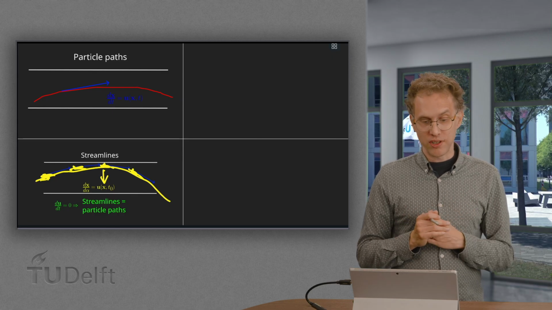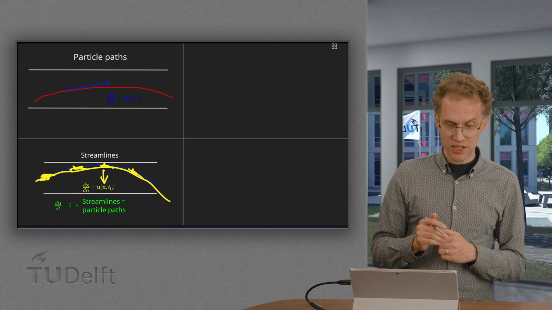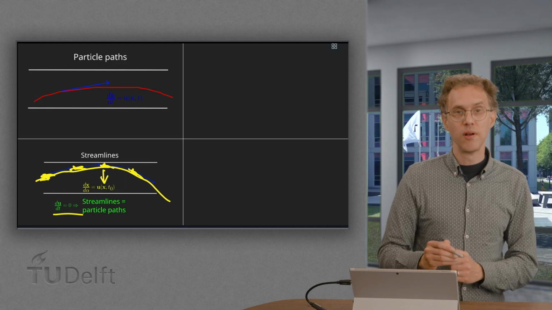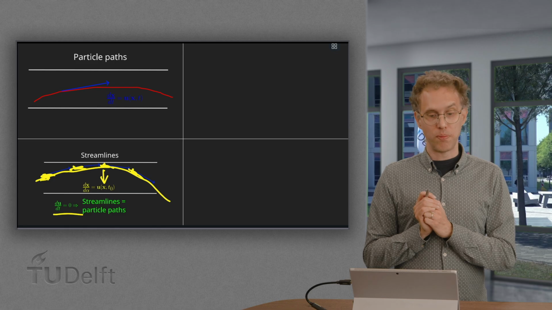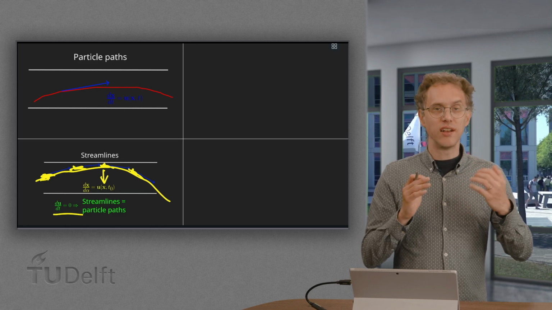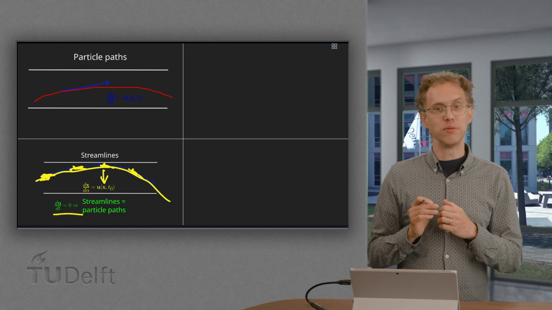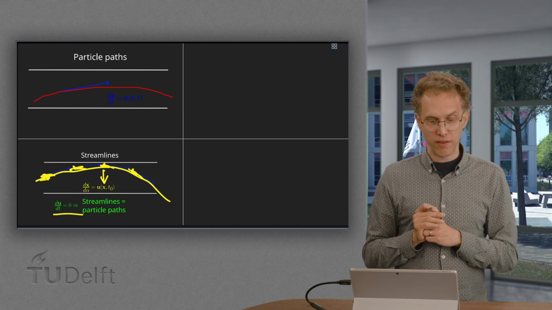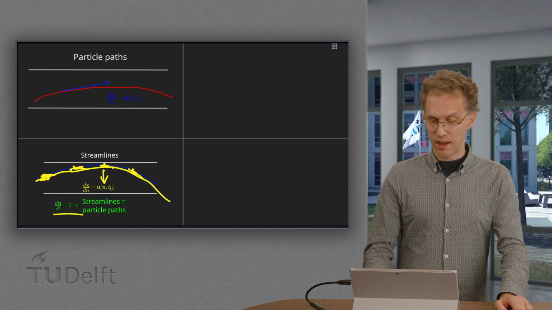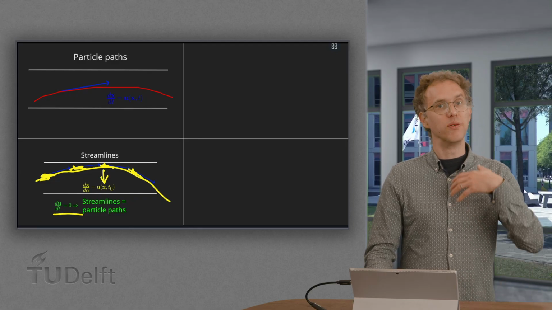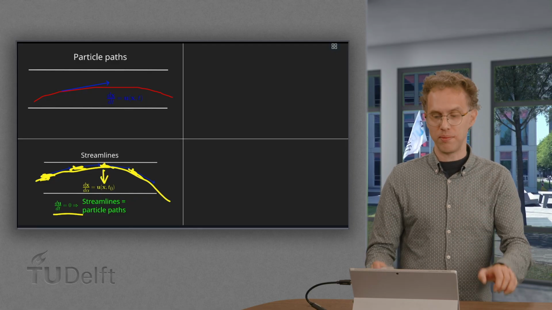Now, an important case is if you have a steady case, if du/dt equals 0, so if you are steady, then the streamlines and the particle path are the same. So then our streamlines suffice, because then u of x comma t0 is the same for all t0s. And then your streamlines give you the correct image for all time.